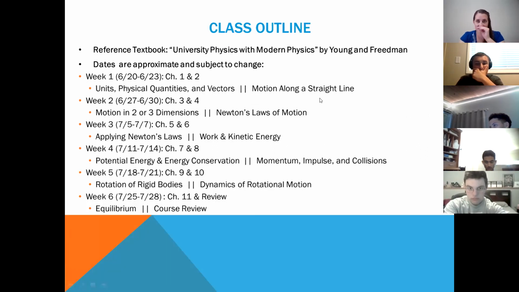The class outline for this. The book that I pull a lot of this information from is University Physics with Modern Physics by Young and Friedman. I didn't bring my copy with me because it's kind of old and falling apart, but it's a pretty substantial book. It's about yay big, like 1,500 pages. You may need to buy that for your Physics 1 class. It depends on what professor you have.